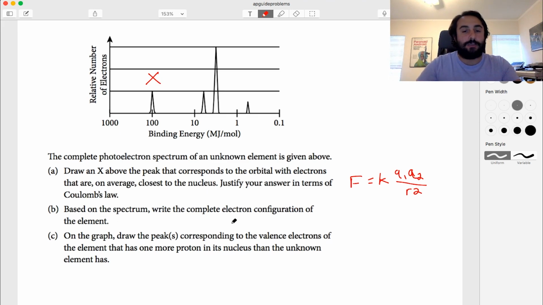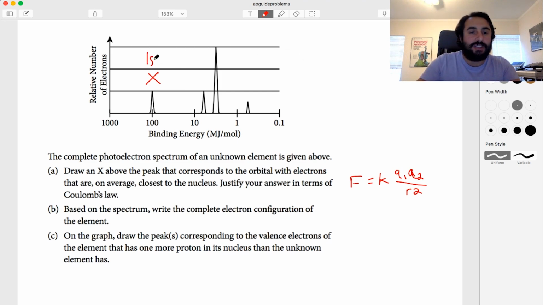Now, based on the spectrum, write the complete electron configuration of the element. And so when we're reading these, remember, all we need to understand is that we're basically just doing Aufbau principle from left to right. Each of these peaks represents a subshell, and these are the subshells in increasing energy. So we're going from the 1s subshell to the 2s, to the 2p, to the 3s, to the 3p, etc. And so as long as we know Aufbau, we know what these subshells are, right? We're just following Aufbau from left to right.